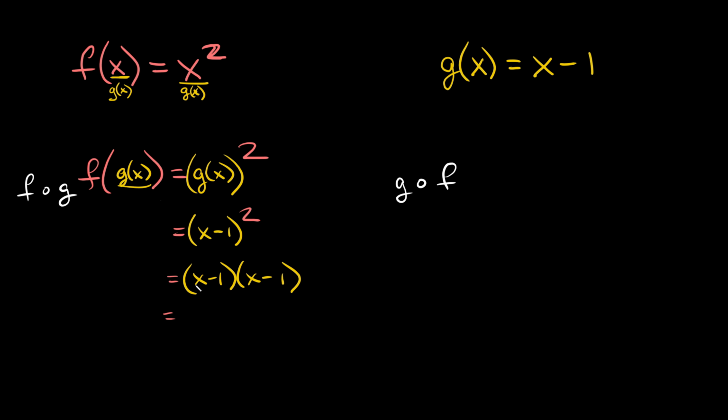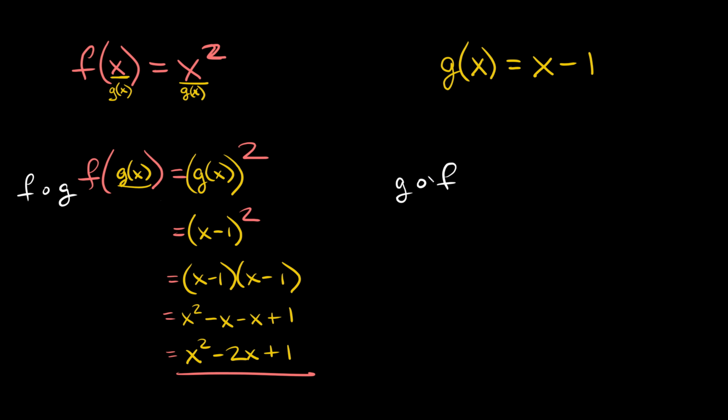Then here we can FOIL, right? So x times x is x squared, x times negative 1 is negative x, and negative 1 times x is again negative x. Negative 1 times negative 1 is positive 1. Combining like terms, we finally get x squared minus 2x plus 1. We can't simplify this quadratic anymore, so this would be our final answer.